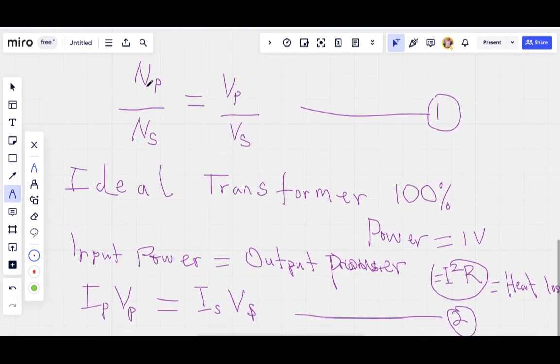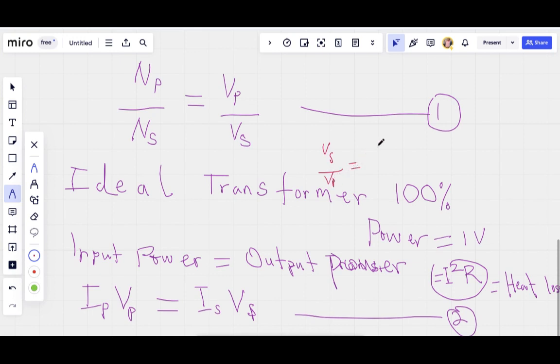The first one is NP over NS is equal to VP over VS. You can write V first: VP over VS equals NP over NS. You can start with S: you can say NS over NP. If you start with P, both numerators will be P and both denominators will be S. So don't mix them up. Even if you start with S, NS over NP is the same thing. Someone else might write it like this and you say, oh, this is not how I used to know it. It's the same thing.